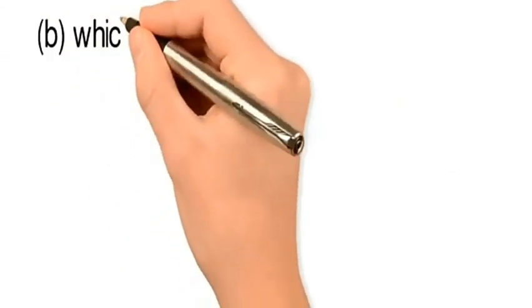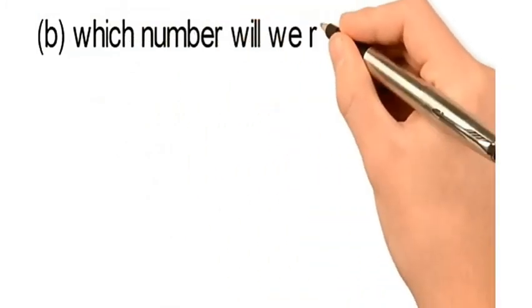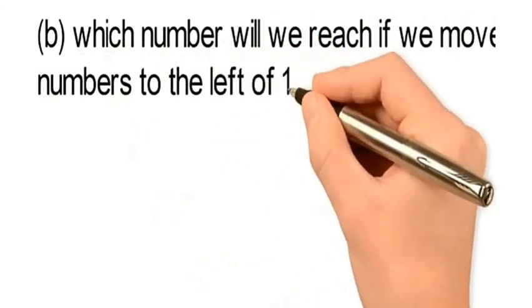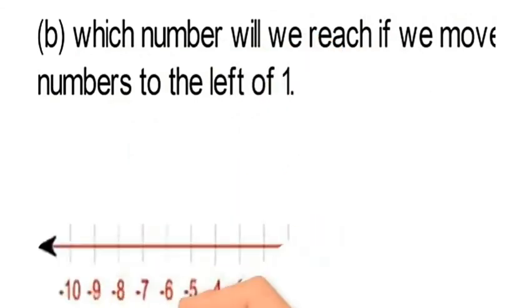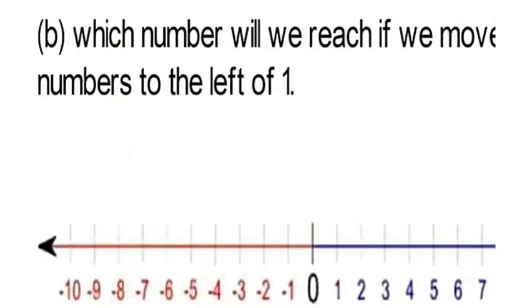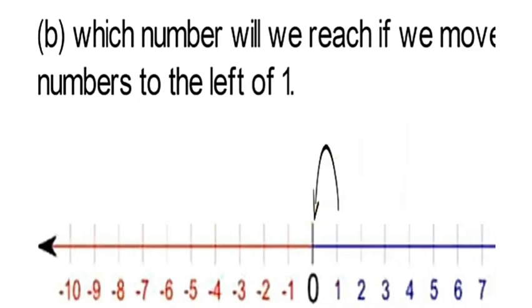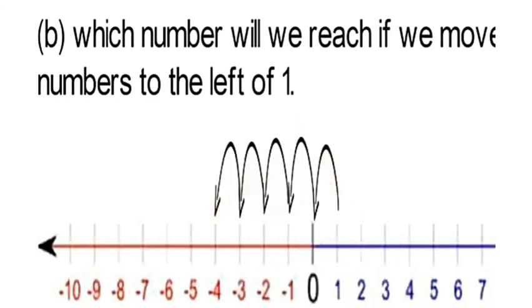Question number B. Which number will we reach if we move 5 numbers to the left of 1? Again, we have to draw a number line and we have to move 5 numbers to the left of 1. So from 1, jump 1 step, 2, 3, 4 and 5. We will reach at -4.